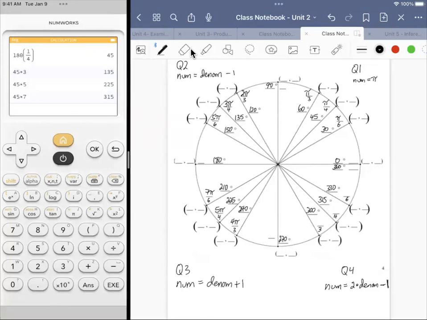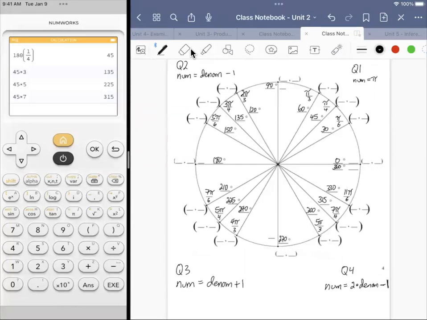Right. But if I take this denominator, double it, and subtract one, I'm going to get 5. Slap a pi on it. This one, double it. 8 minus 1, 7. Slap a pi on it. 6, double it. 12 minus 1, 11. Slap a pi on it.